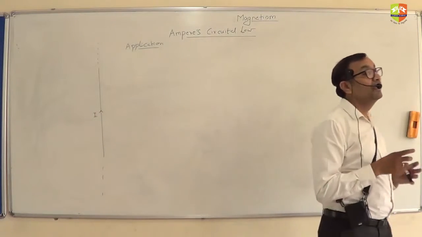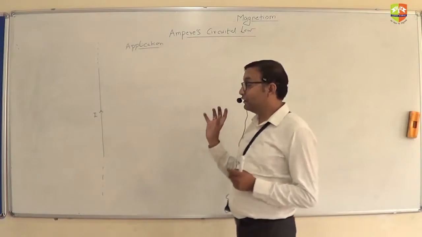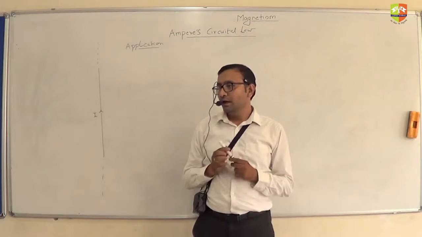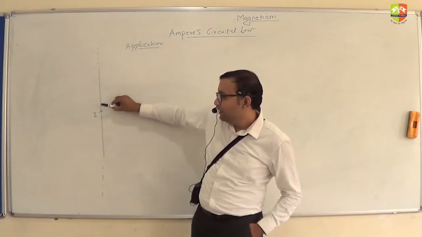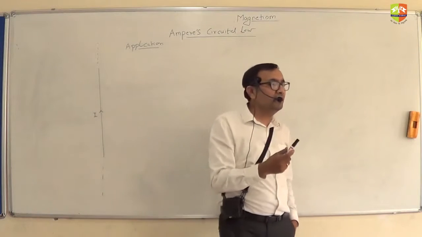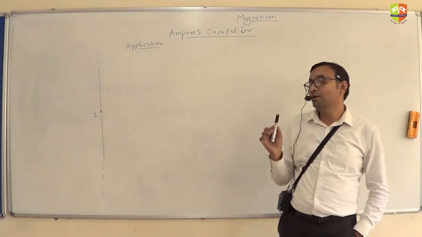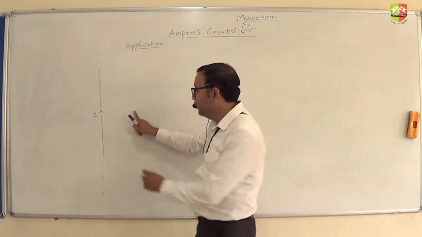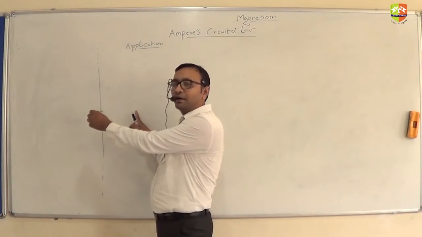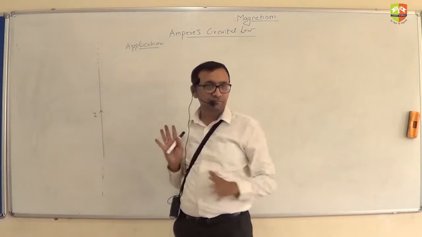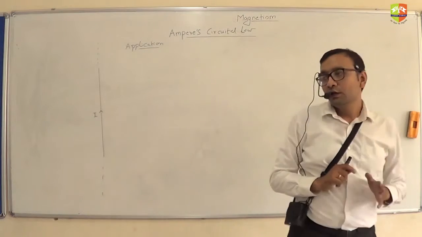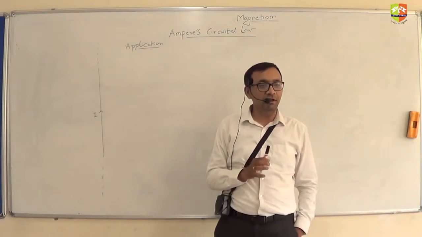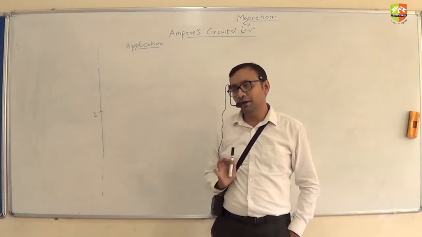Right? And will the magnitude of the magnetic field be constant throughout the circle? If you draw a circle of radius R, throughout the circle the strength of the magnetic field will be constant, due to symmetry. This point is no different from this point in terms of magnitude of the magnetic field. Same distance there. Understood? So you have to apply Ampere's circuital law over here and find the magnetic field at a distance z away from the wire.